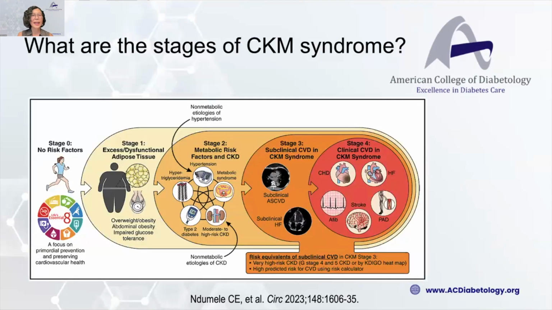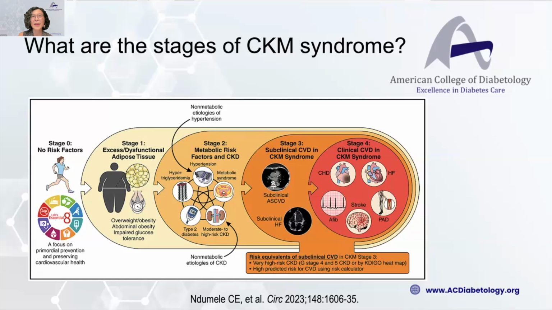So what are the stages? Stage 0 is people with no risk factors. And this is where it's important to focus on what's called primordial prevention and preserving cardiovascular health. And the other extreme is stage 4, people who have clinical cardiovascular disease in CKM syndrome. So people with existing coronary heart disease, heart failure, atrial fibrillation, stroke, PAD. And then in between are the different stages of variable risk.